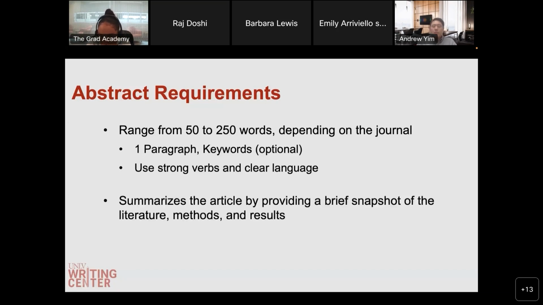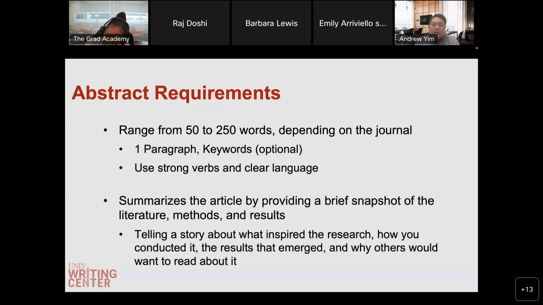So the entire purpose of an abstract is you have to convince your reader, in a short amount of words, your literature, your methods, and your results. And this is important because you have to convince some audience, right? Whoever your target audience is, you need to show in the abstract what inspired the research, how you went about and conducted it, the results that emerged, and why others would want to read about your research, right?